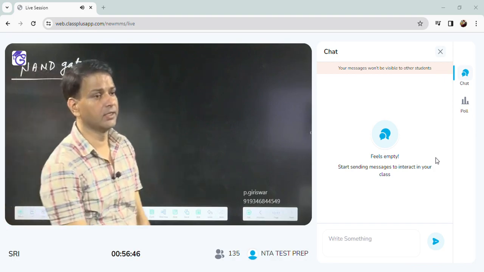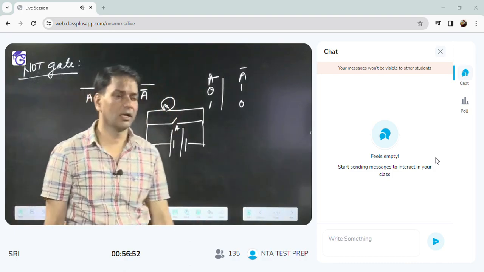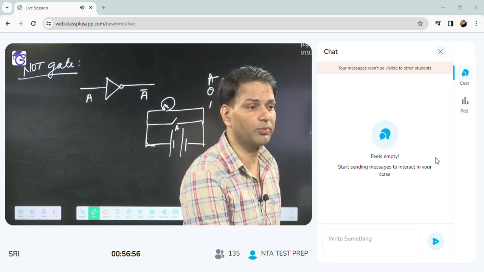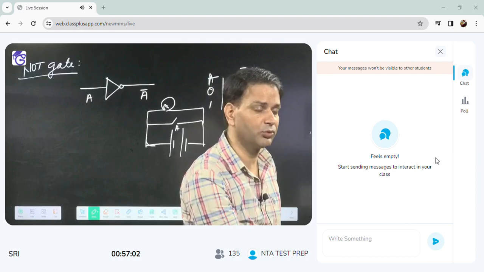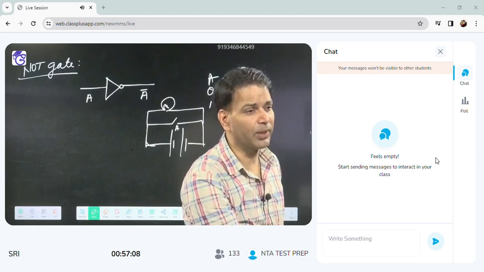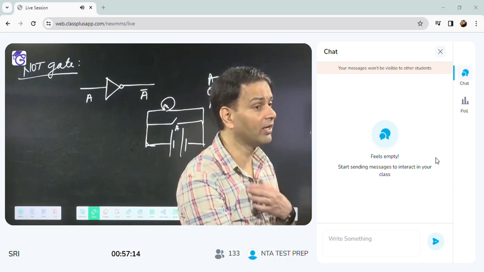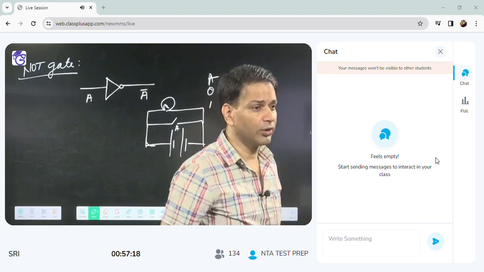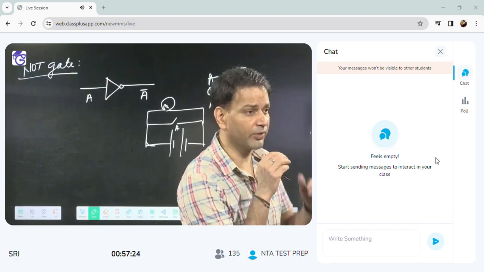Now, NAND gate. What I am saying here is NOT A. When A is high, A is 1, output will be 0. When A is 0, then output will be 1. It means when the switch is closed, the bulb will not glow, and when the switch is open, the bulb will glow. The reverse happens. It means the switch and bulb should have different connections. If they had the same connection, the bulb would glow when the switch is closed. But if the switch is closed, the bulb should not get current. Who will get the current? The switch. It means we have to make it parallel.